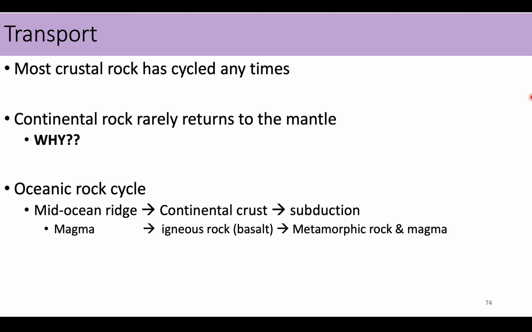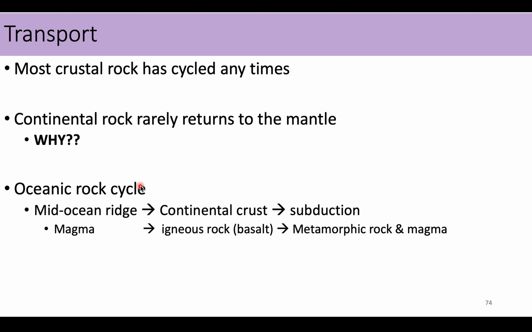The transport of rock and the cycling of rock is very, very important. So most of the rock in our crust has actually cycled through our rock cycle many, many times. However, continental rock rarely returns to the mantle. Why? Remember that continental crust is not buoyant enough to subduct. The continental crust rarely ever returns back into the mantle to start this cycling over again.